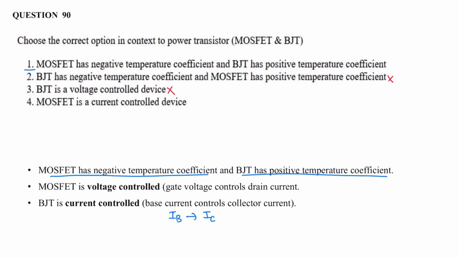Similarly, MOSFET is a current controlled device. It is incorrect. MOSFET is a voltage controlled device, that is, the input gate voltage controls the output drain current. So here, gate voltage is input, drain current is output. Here base current is input, collector current is output. Option 3 and option 4 are incorrect. Correct answer is option 1.